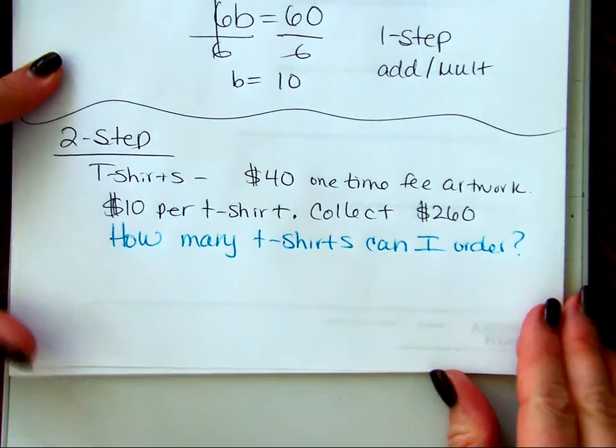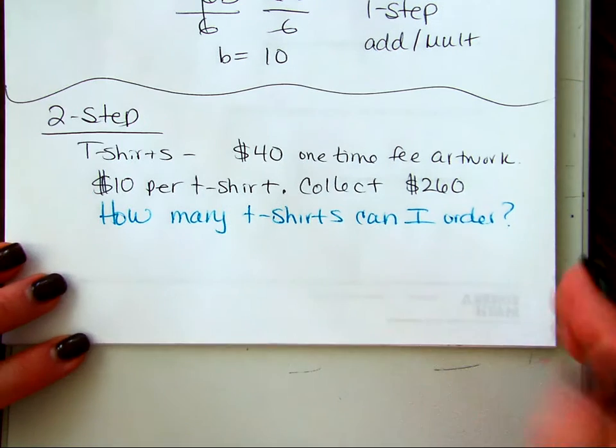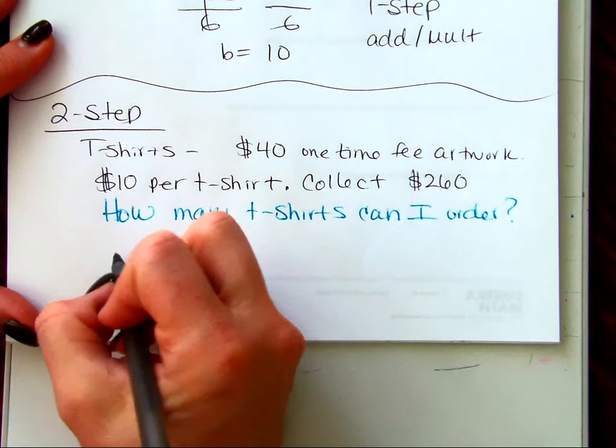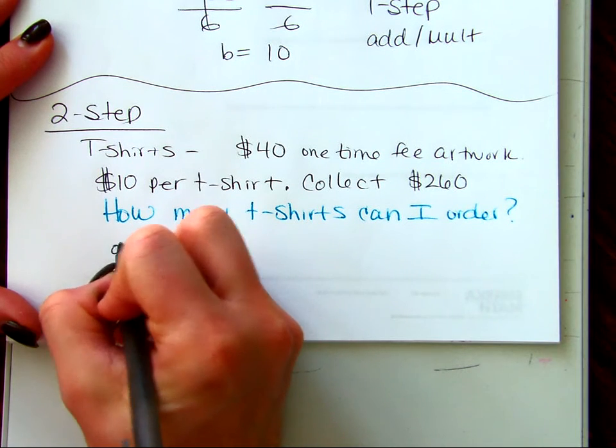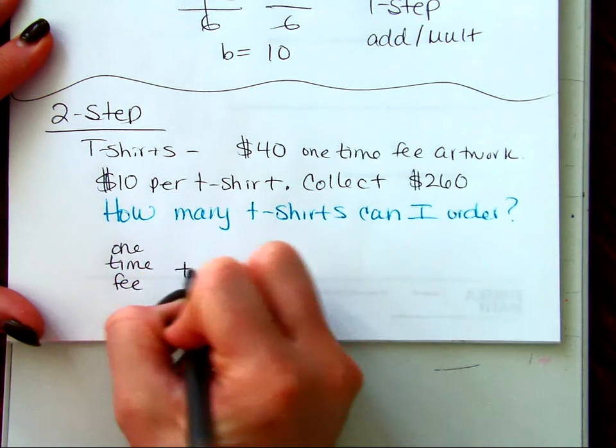Okay. Verbal model for the two-step ones gets a little trickier here, but let's just think about this. So I'm going to think about the order that you pay in maybe. So your one-time fee is added to.